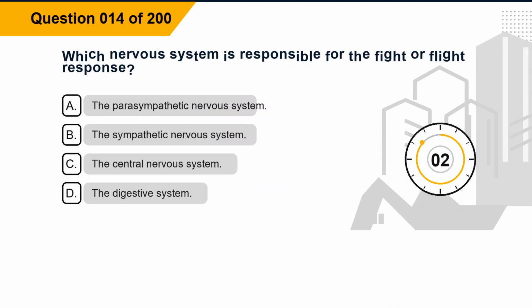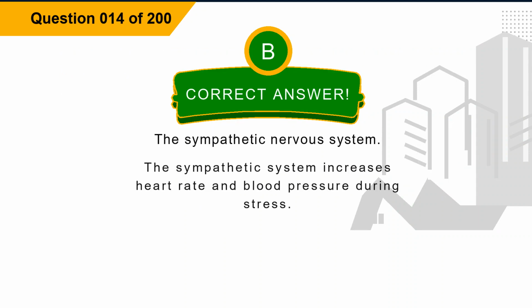Option D, the digestive system. The correct answer is option B, the sympathetic nervous system. Explanation. The sympathetic system increases heart rate and blood pressure during stress.